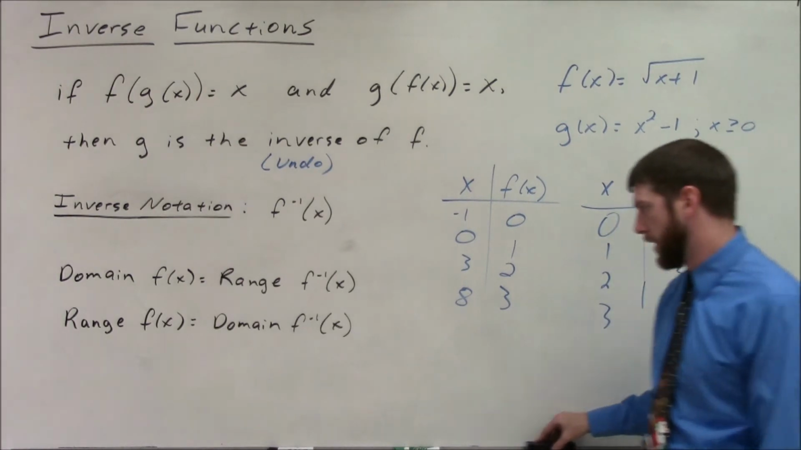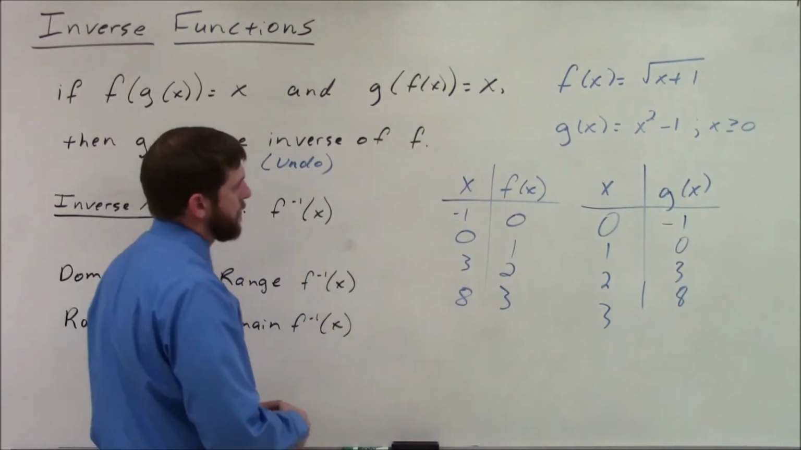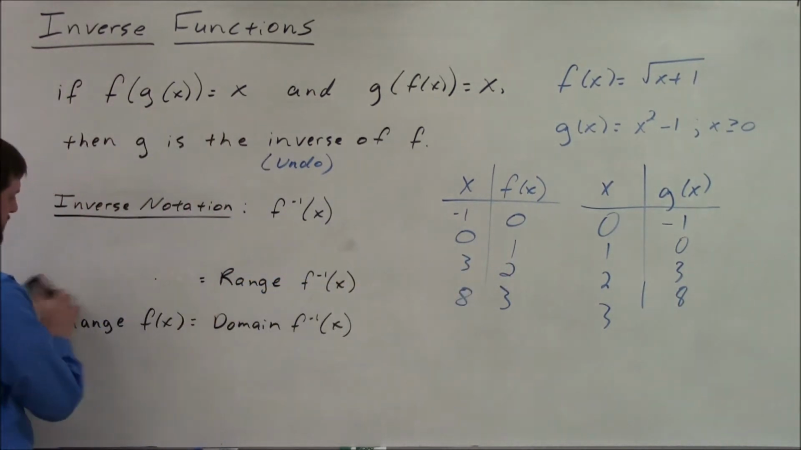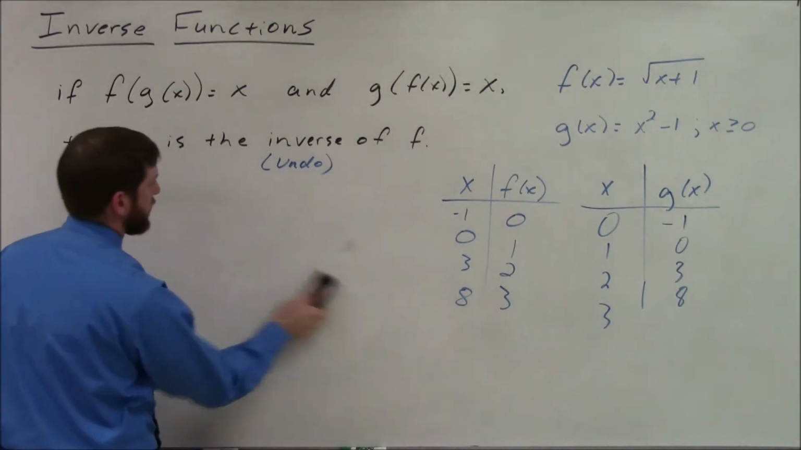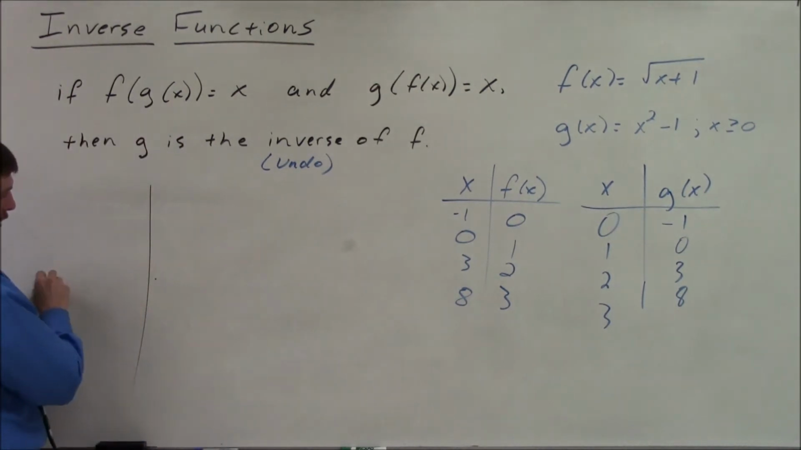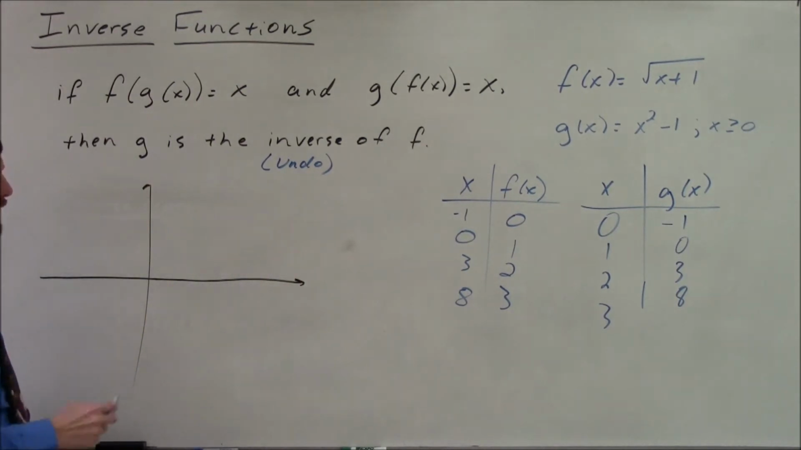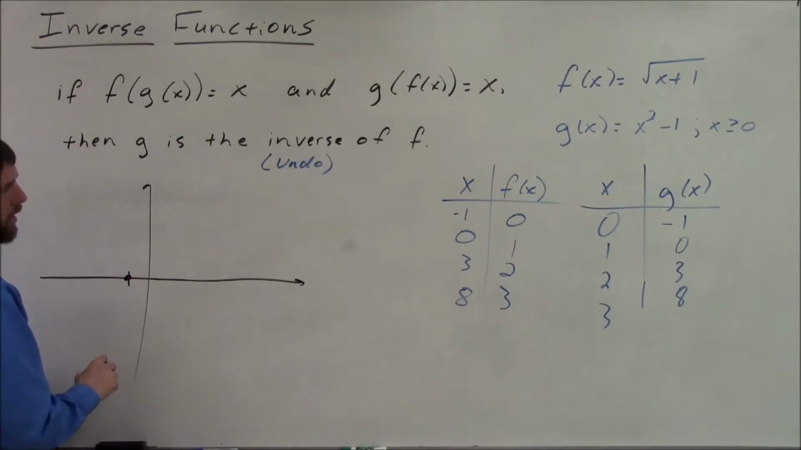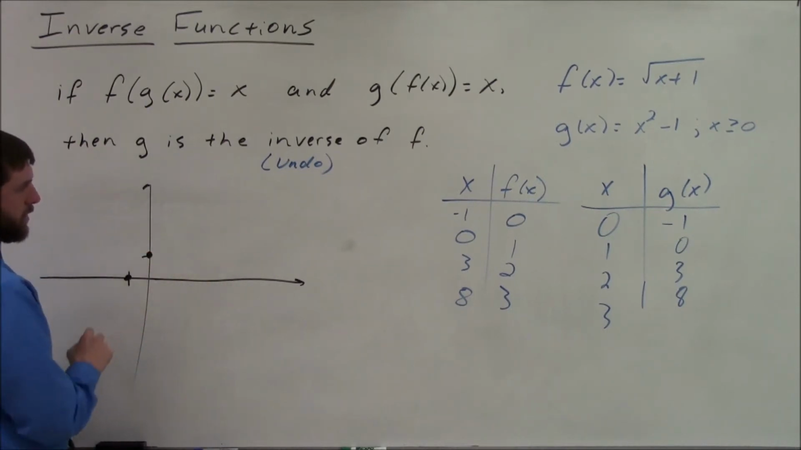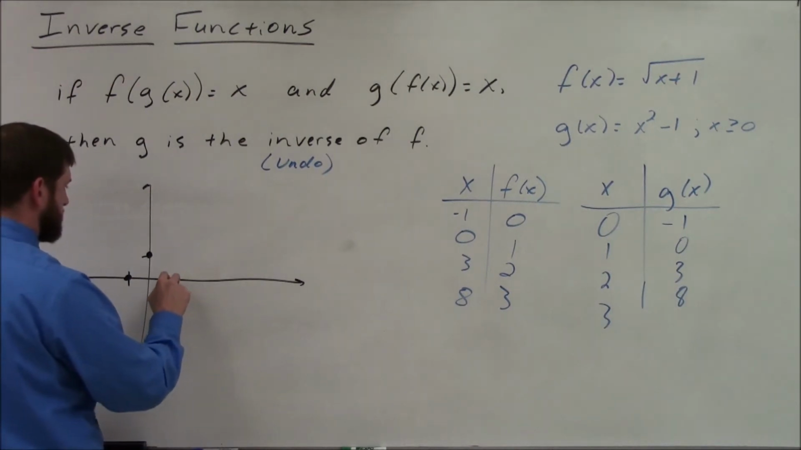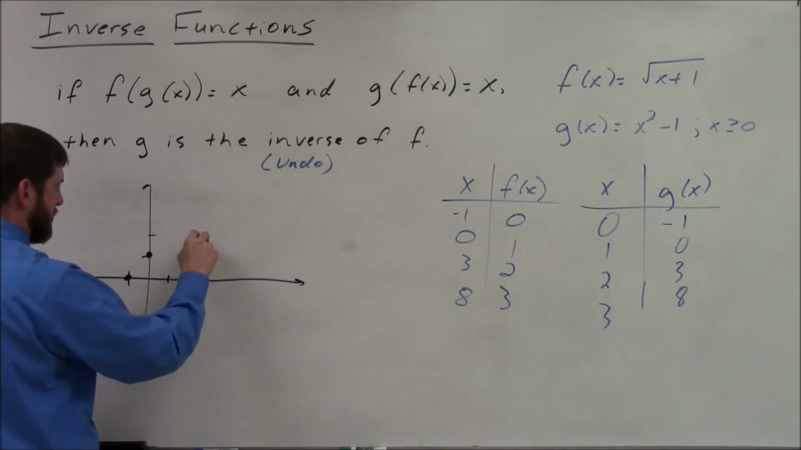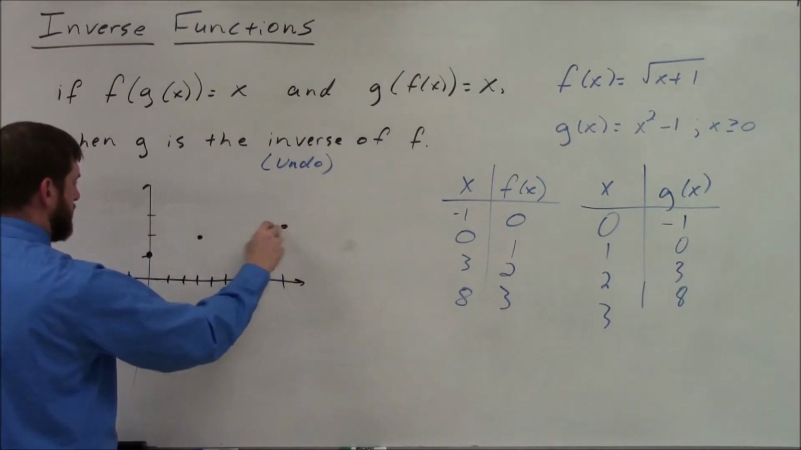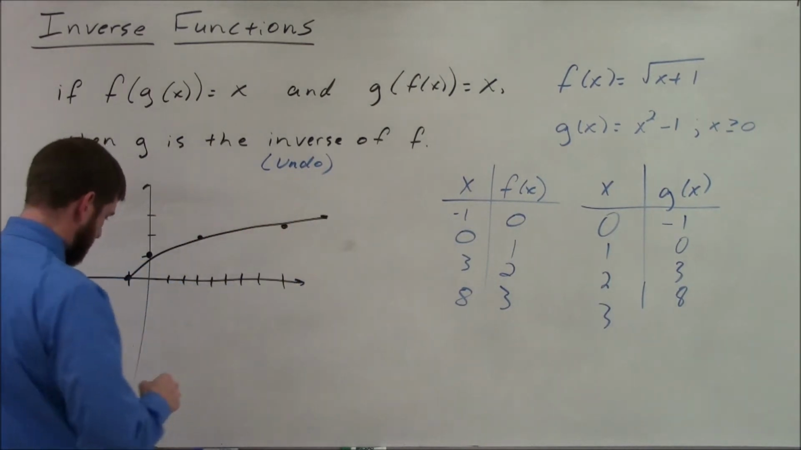Well, graphically, if we were to do that, just swap the domain and range. If I took my f function, I'm going to give myself some room to write right here. So if I plotted just all these points, x is -1, 0, 0 is +1, 3 is +2, 4, 5, 6, 7, 8 is +3. So we get this function right there.